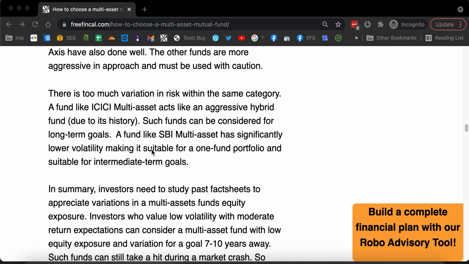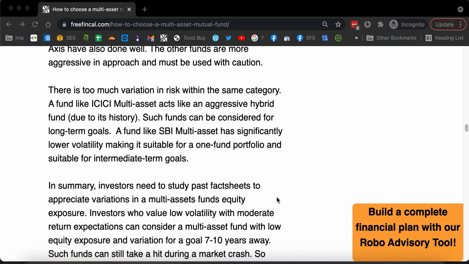A discerning investor can choose a multi-asset fund as a single fund, as a one fund portfolio for a goal which is less than 10 years away, 7 to 10 years away, but they still need to be on guard with respect to asset allocation changes in the fund, and they may have to redeem from the fund a couple of years before the goal deadline to protect from a crash, because when there is a crash, there can be a significant fall in most multi-asset funds. So that's the problem with the category.